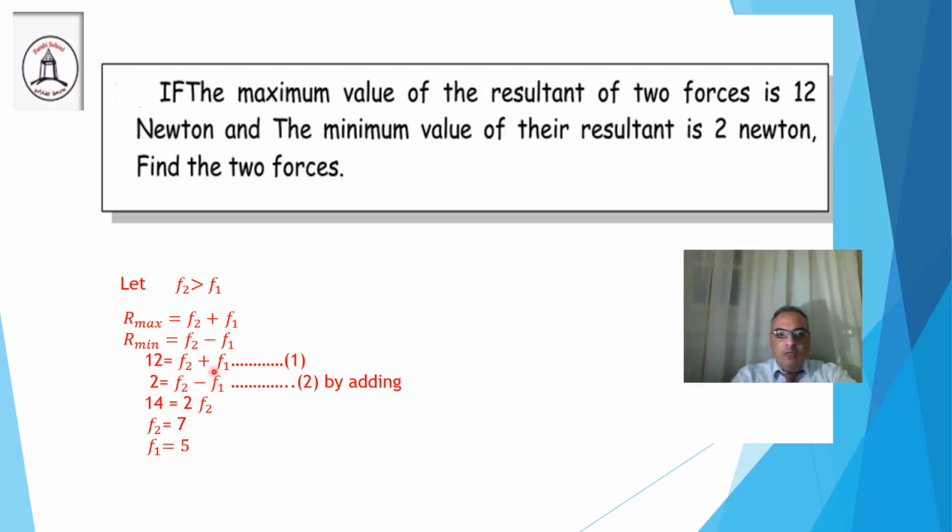F1 cancels F1, plus and minus, positive and negative. By adding, they cancel each other. So 2 F2 divided by 2, F2 equals 7. By substituting in the first equation we get F1 equals 5 Newton.